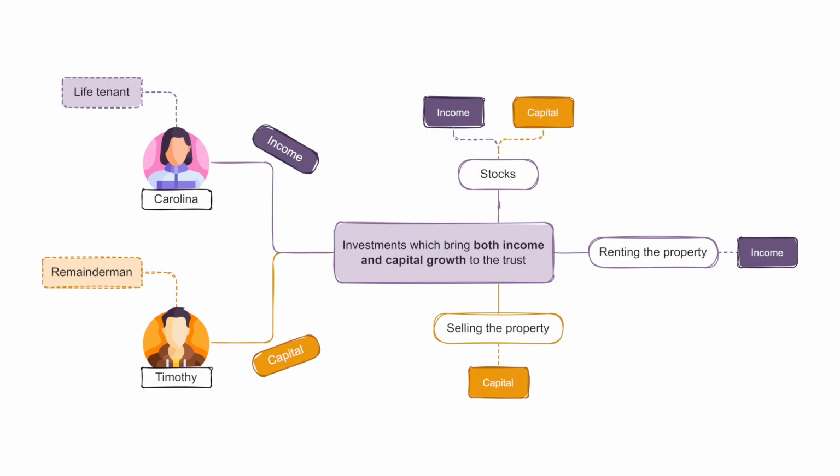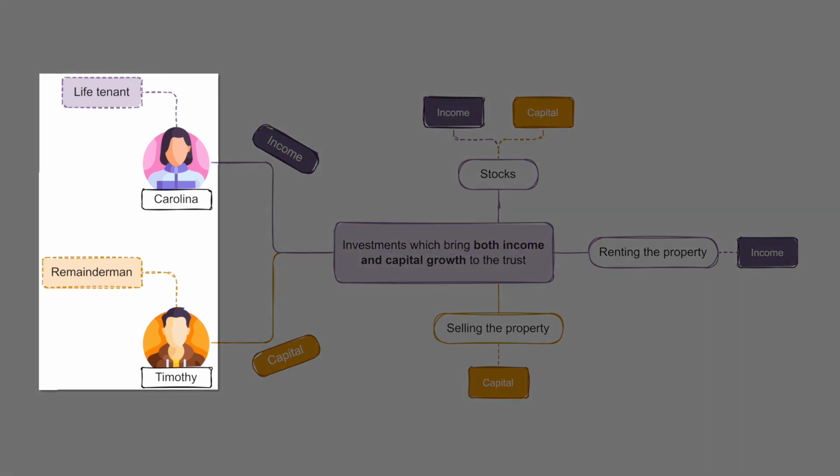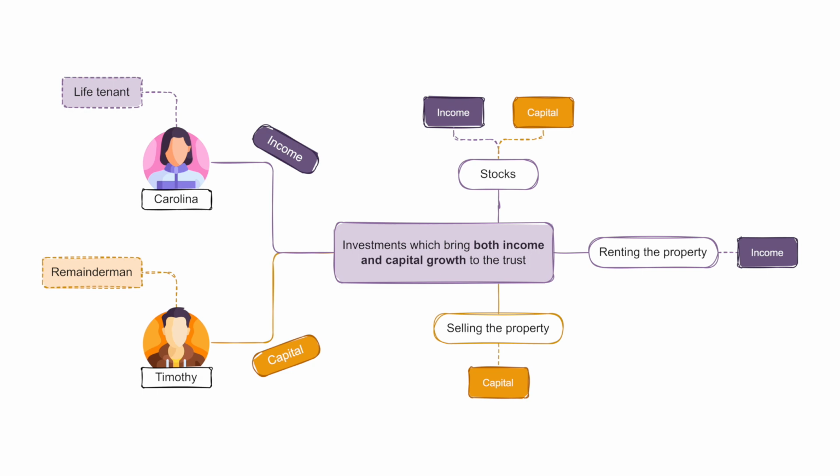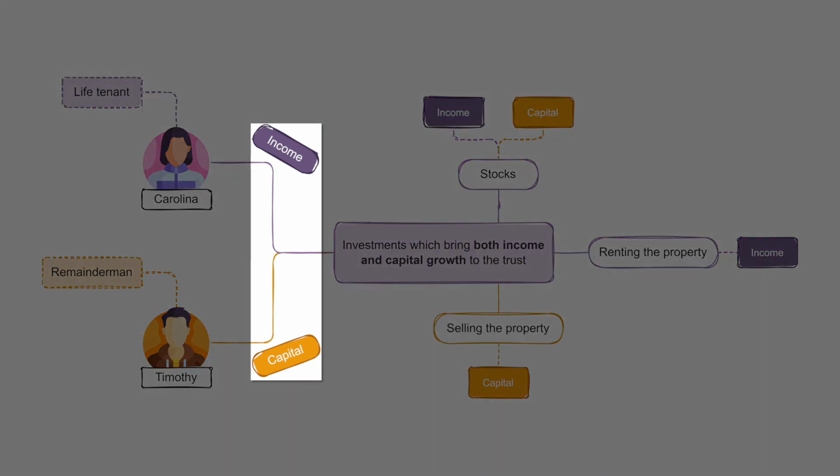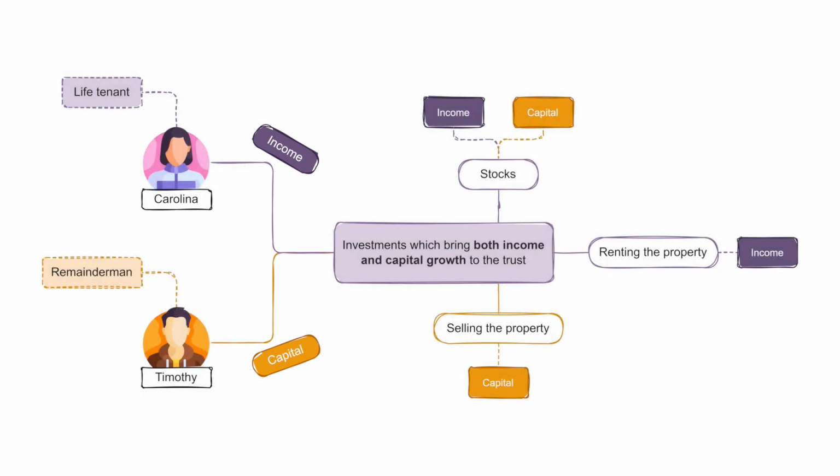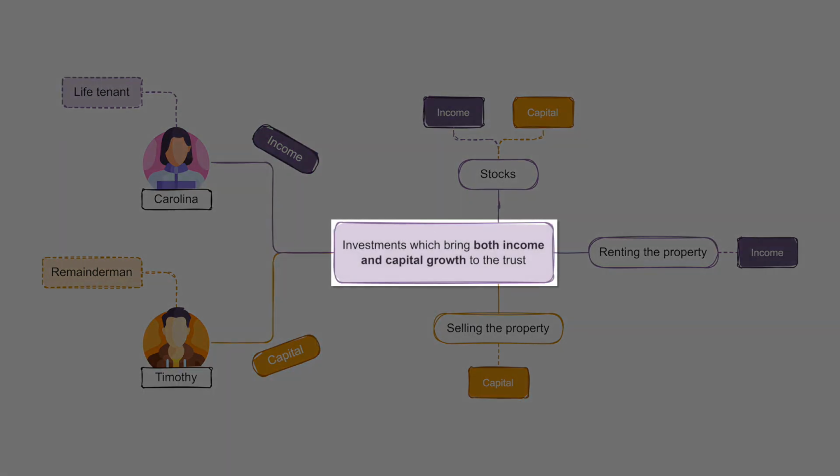So, for example, if we have a trust with Carolina and Timothy as beneficiaries, but where Carolina is a life tenant and Timothy is the remainderman, the trustees will have to find ways to both grow the capital of the trust and not to neglect the income in the process. They must therefore make investments which both bring in income and capital growth to the trust.